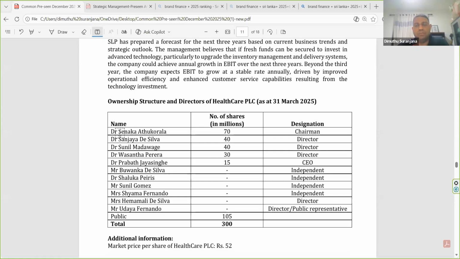How many directors here? 12. 11. 11 directors. 4 independent directors. So not sufficient, no? Non-executive, how much? So lack of information.